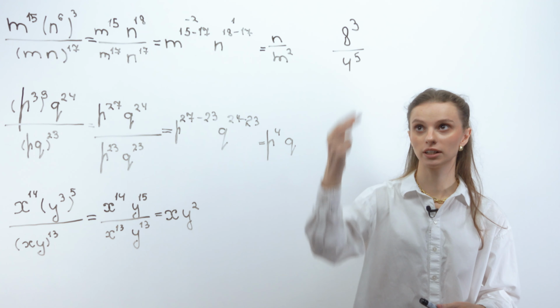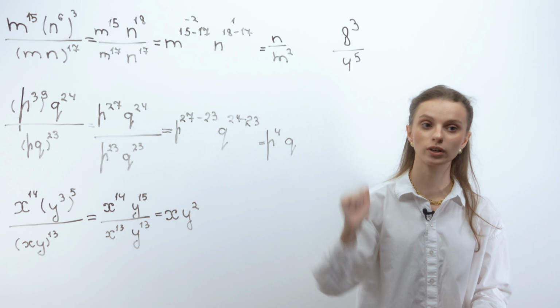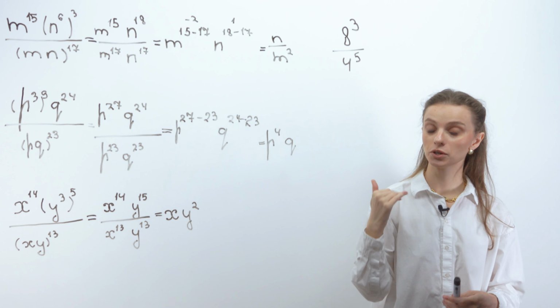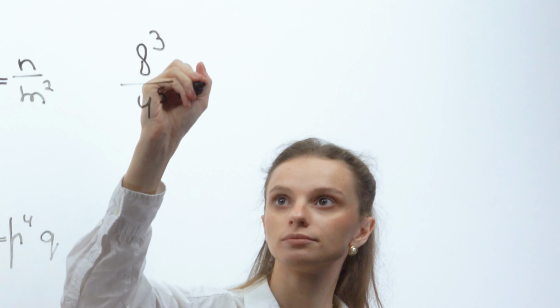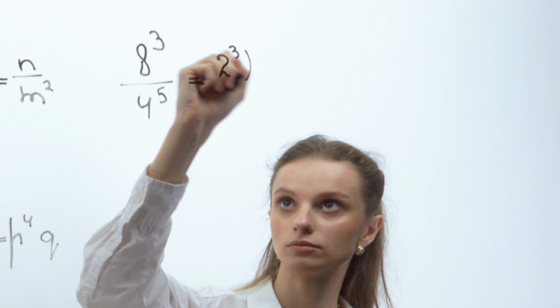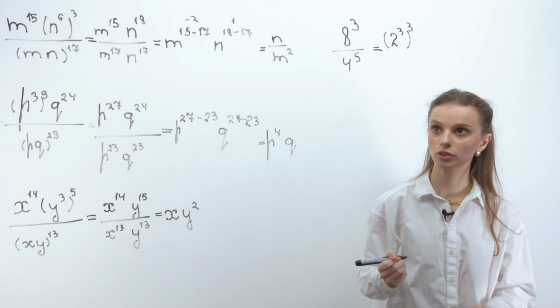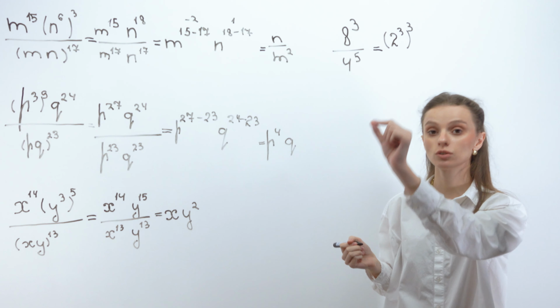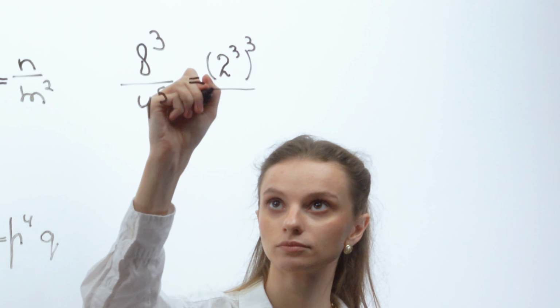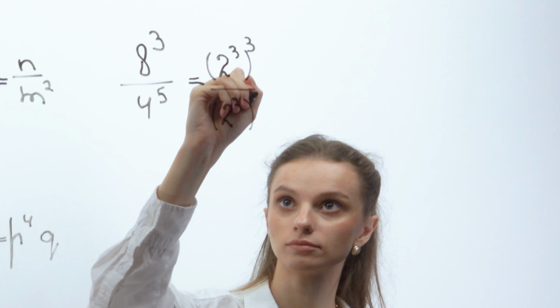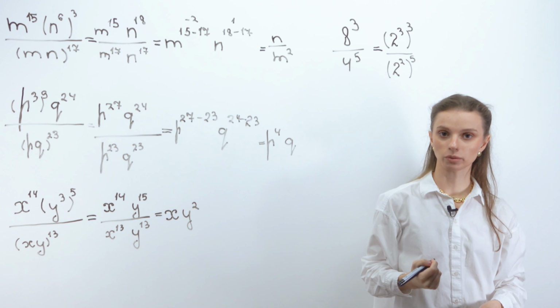It's a squared number. 8 is a cubed number, and 4 is a square number. I'm going to rewrite 8 as 2 to the third power to the third power. And now I'm going to rewrite 4 as 2 to the second power and leave my fifth power outside of the parentheses.